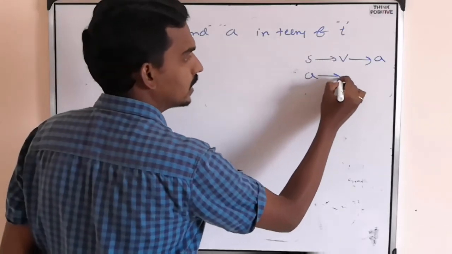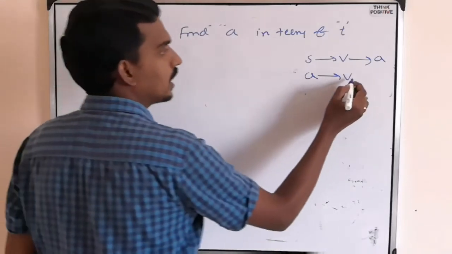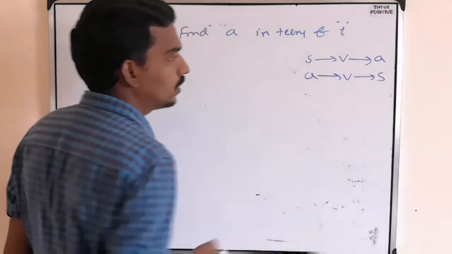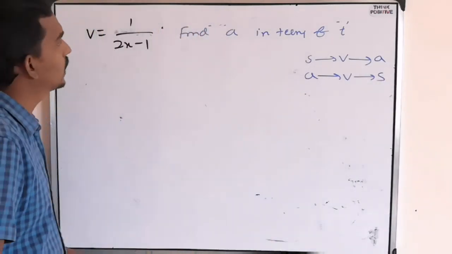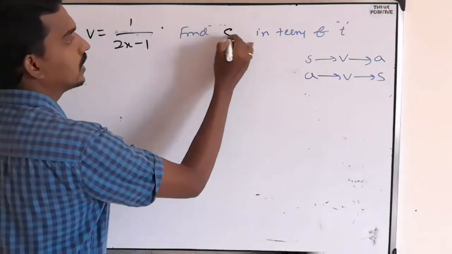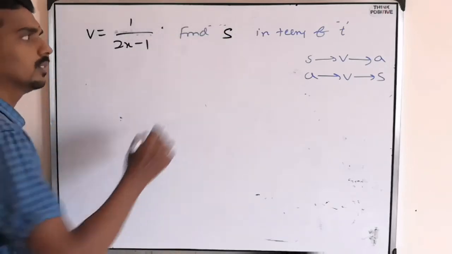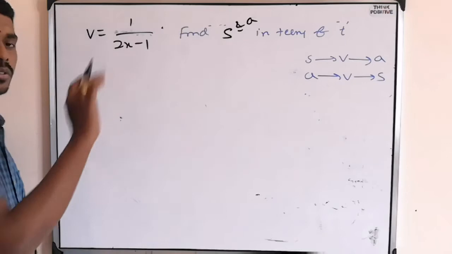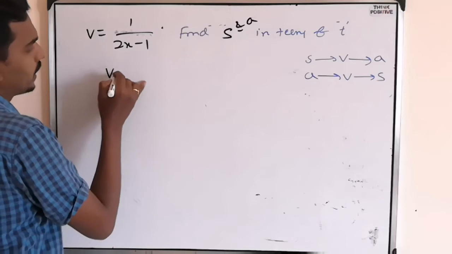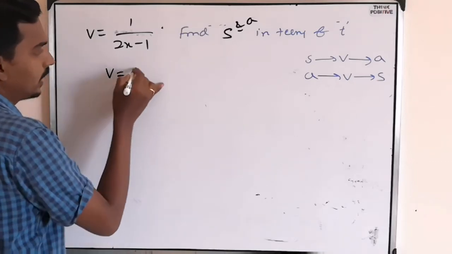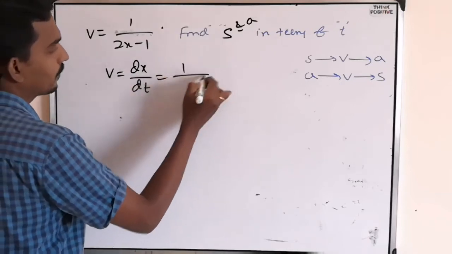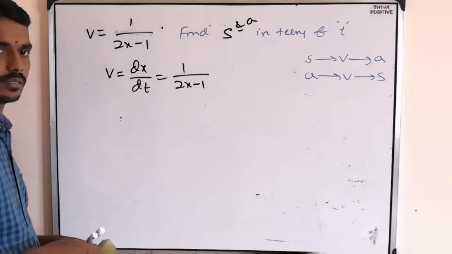If they give acceleration and they are asking velocity, or if they are asking velocity and they are asking displacement, then you will use integration. But here they are asking, no sorry, not acceleration, displacement, or displacement and acceleration both, suppose. Now what you have to do is, see here, what is v? Differentiation of displacement with respect to time, 2x minus 1.